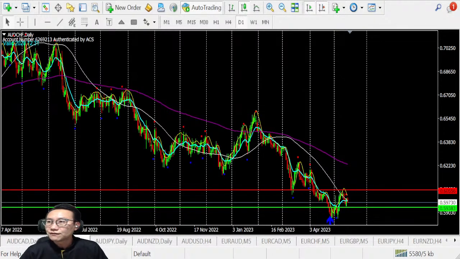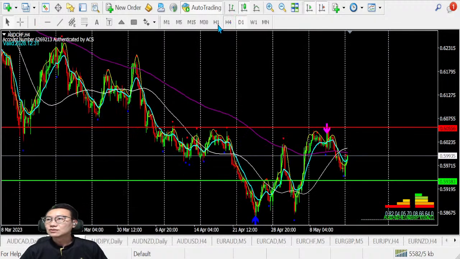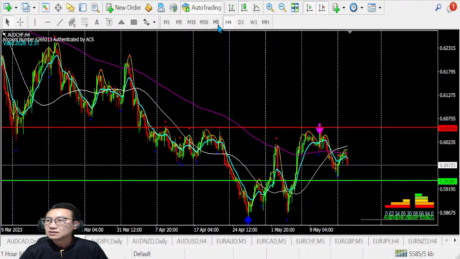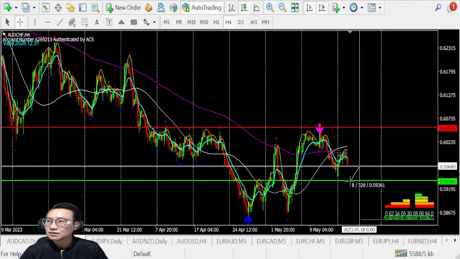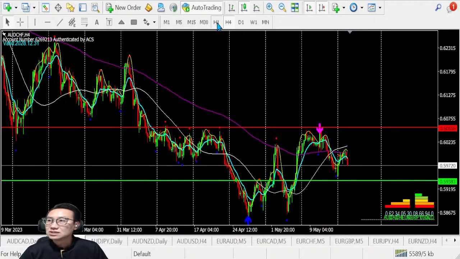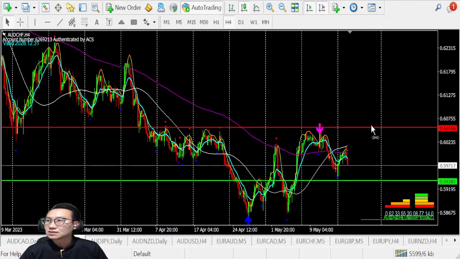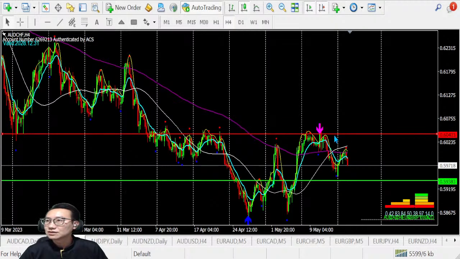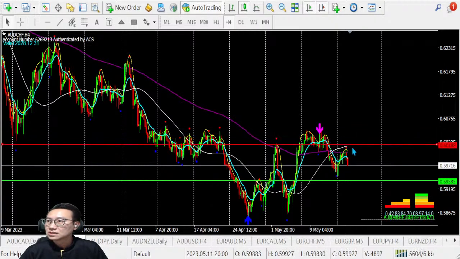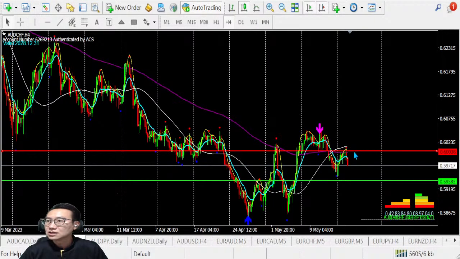For Aussie franc, similarly, it's the same thing. Over at this point here, we still have 30 over pips to go before we actually hit the support over there. Tentatively, let's analyze this: a lower resistance, another round of lower resistance, maintaining the structure. So selling is possible in this case. We can take note of that. So for Aussie franc, Aussie franc will be good.